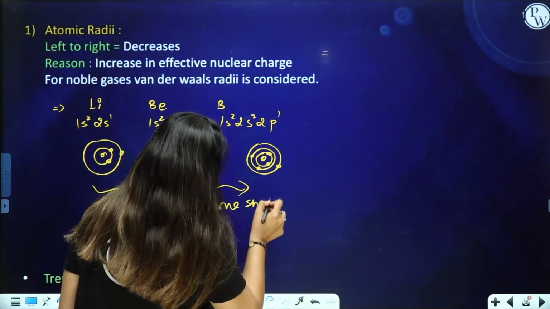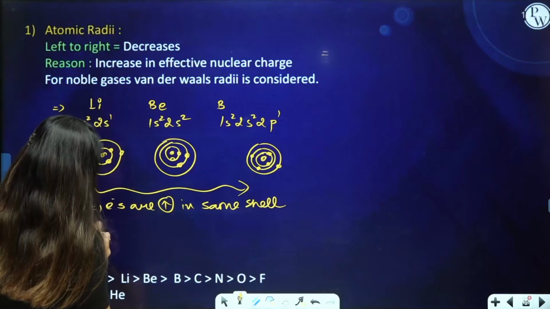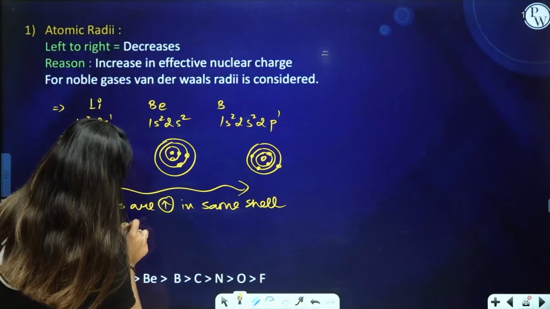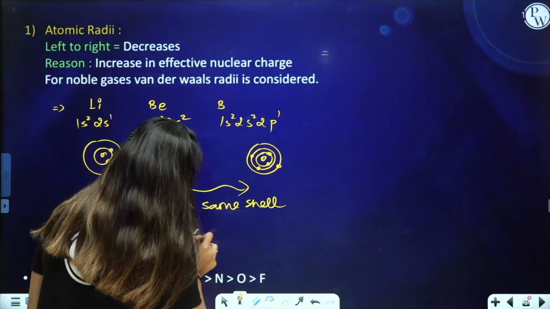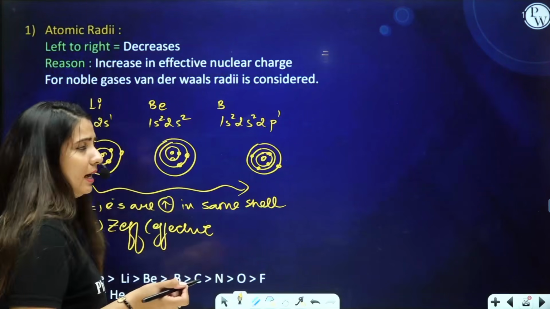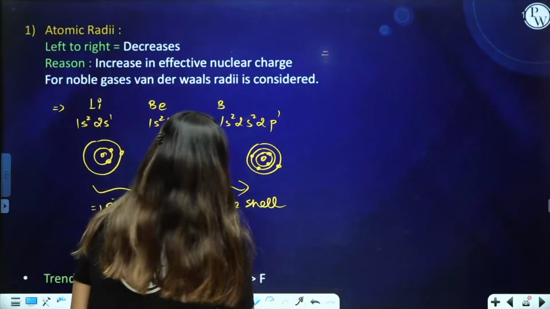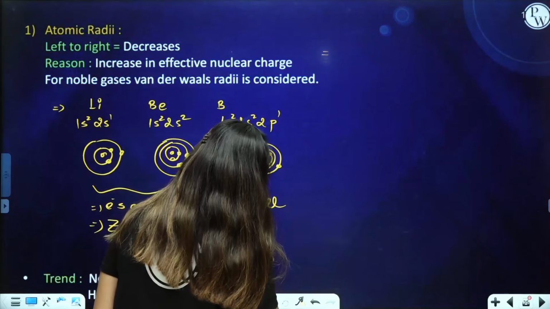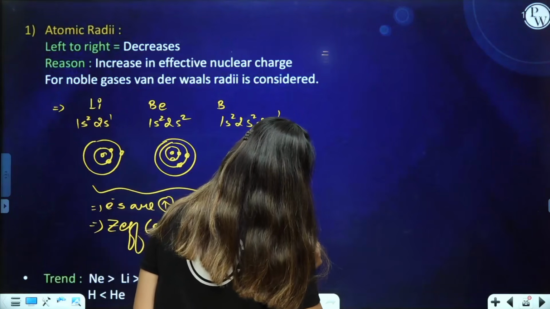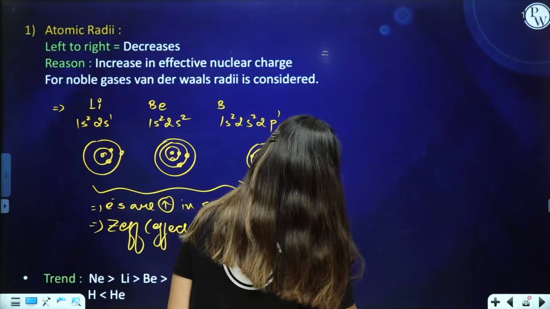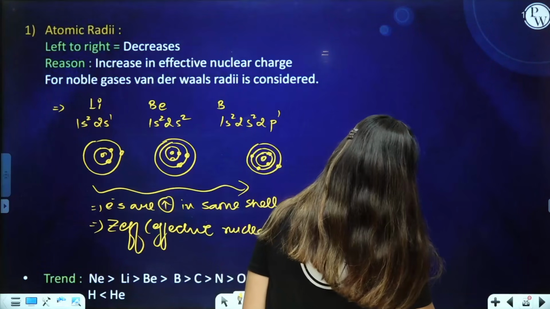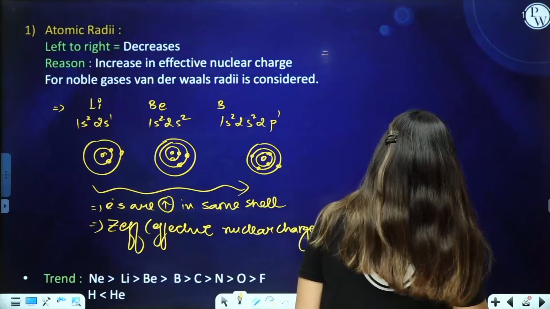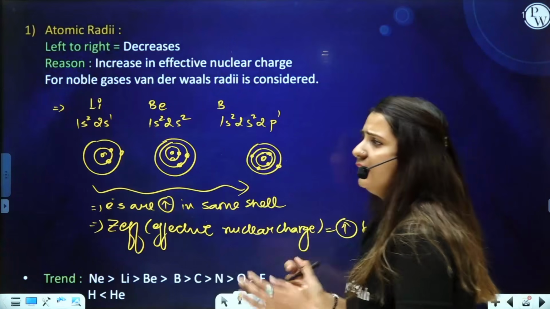Whenever you have electrons increasing in the same shell, your Z effective, which is the effective nuclear charge, you have studied in the chapter Structure of Atom. You know that Z effective is the effective nuclear charge. It increases by 1 unit with every electron increasing.